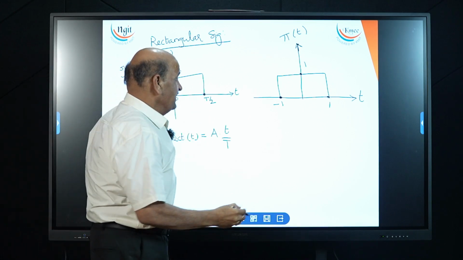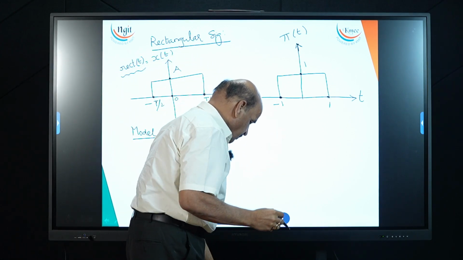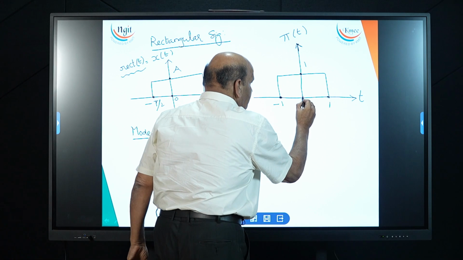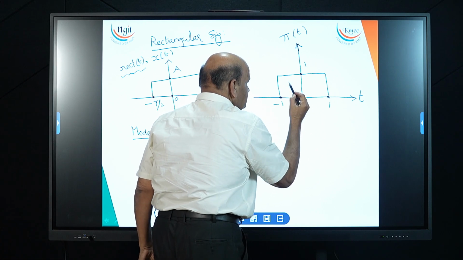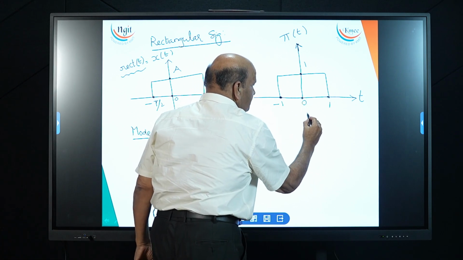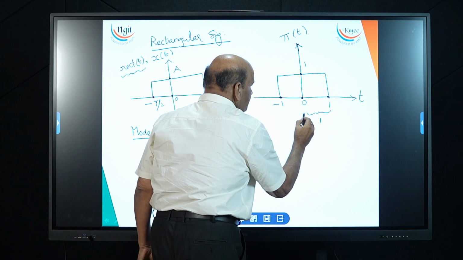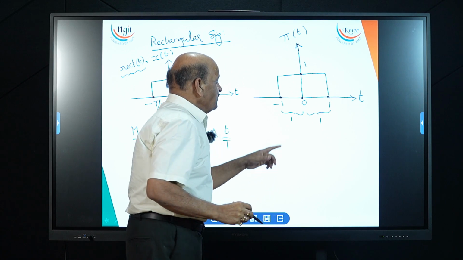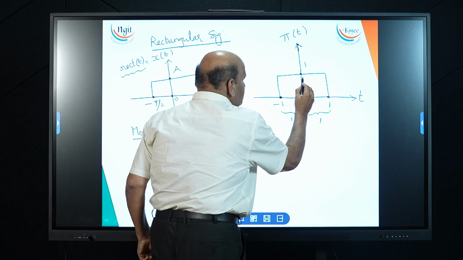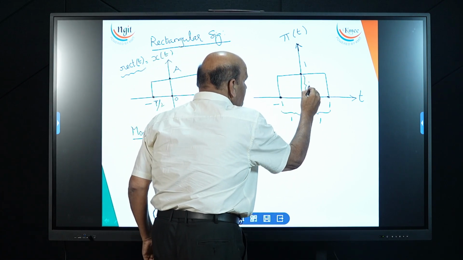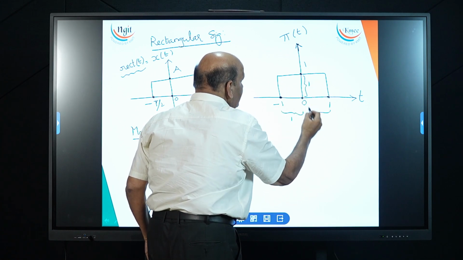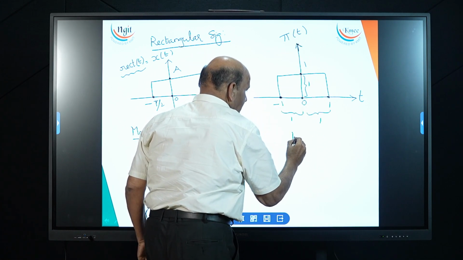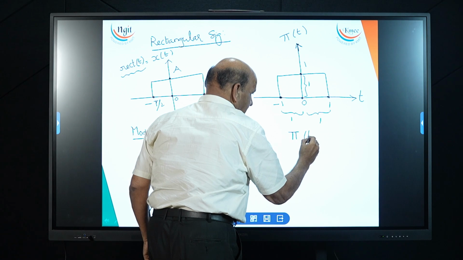In this case, this is the center of the origin. That is called 0. From this side, the width is equal to 1. From this side also, the width is equal to 1. And the amplitude is also equal to 1. In all the cases 1, 1, 1. Then that kind of signal is called pi of t signal.